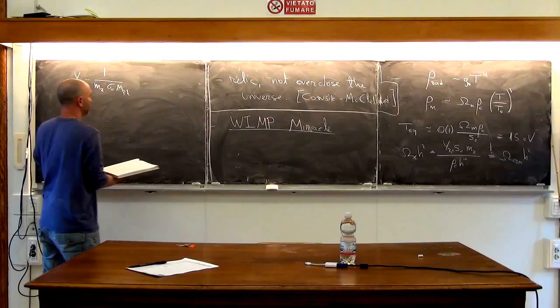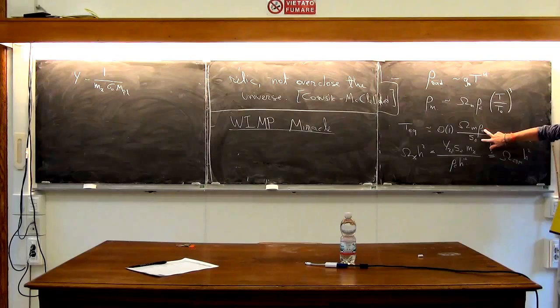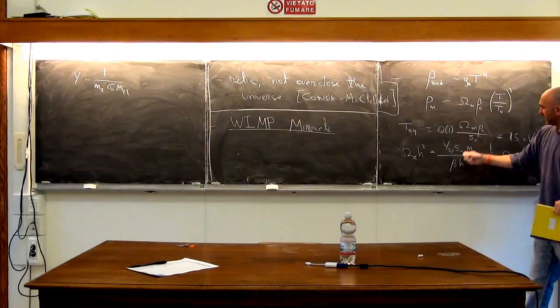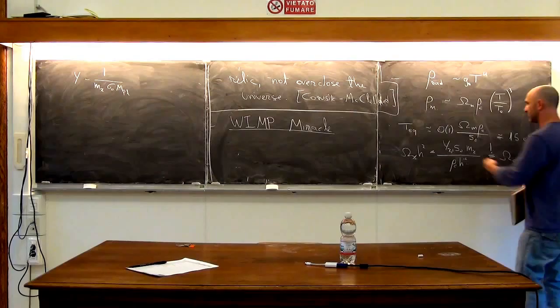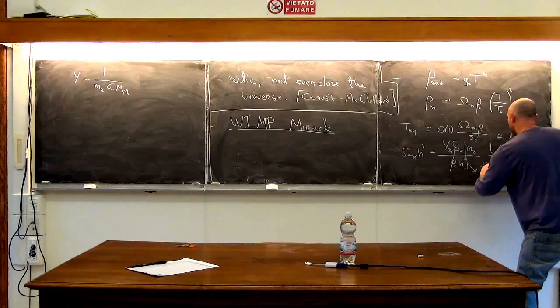one more step. You see that s over rho goes like T equality over omega matter. So I can plug in s over rho, and I'm going to get, for that, omega matter over T equality. So instead of this, just plug in roughly omega matter over T equality.